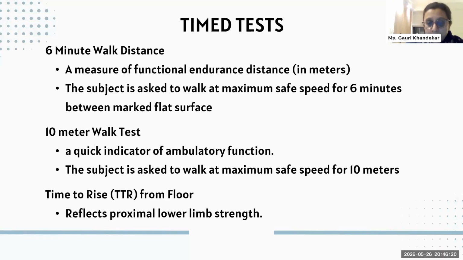And the 10-meter walk test is an indicator of ambulatory function. Here we ask the subject to walk at maximum speed, as much as they can, up to 10 meters, and we see the time in this particular test.